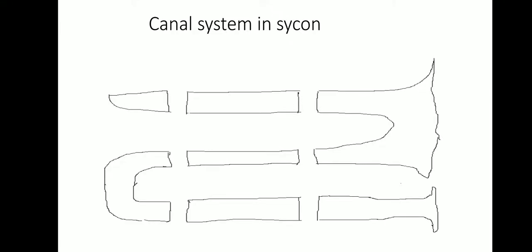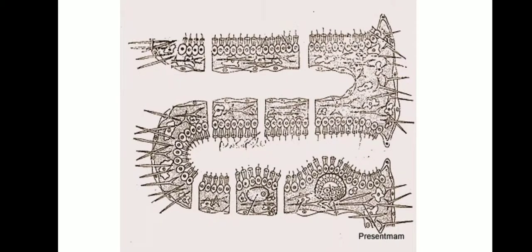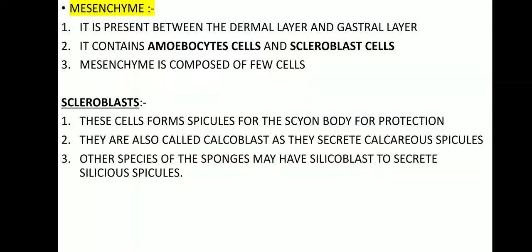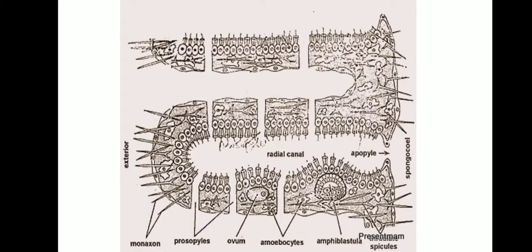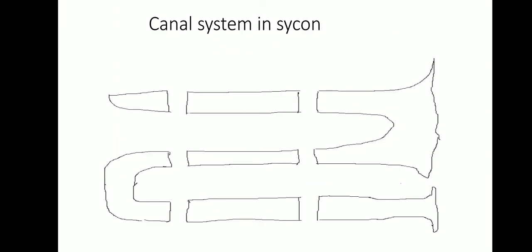The canal system of Sycon is like this. This is the entire canal system of Sycon. So how do we know which is the dermal or epidermal layer and which is the endodermal layer? I have drawn a brief diagram for you to show how to draw this.